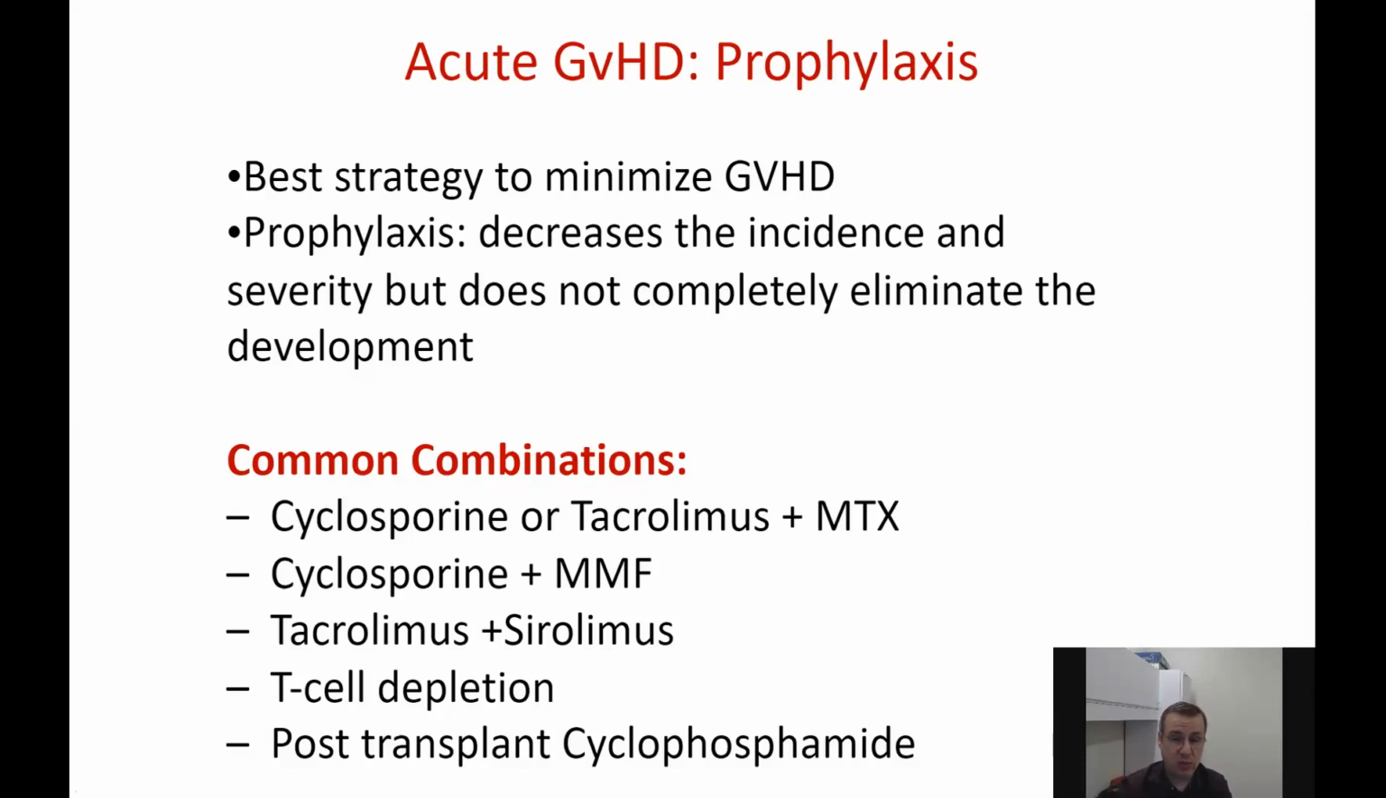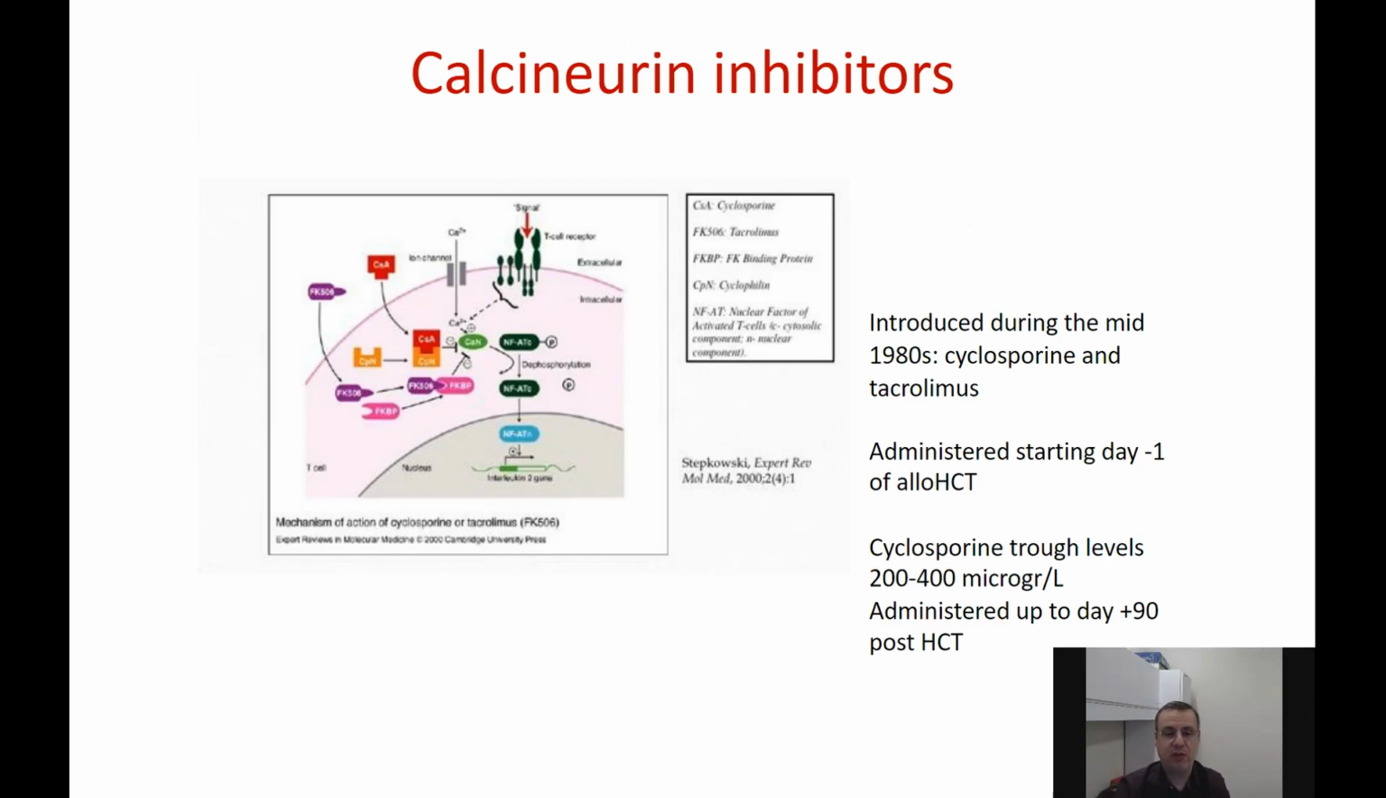Ex vivo T cell depletion has also been used. And more recently, I think more frequently, transplant centers are now using post-transplant cyclophosphamide or other forms of in vivo T cell depletion to protect from GVHD.